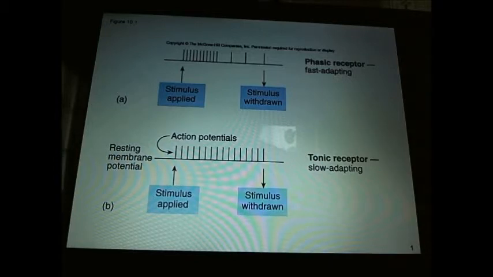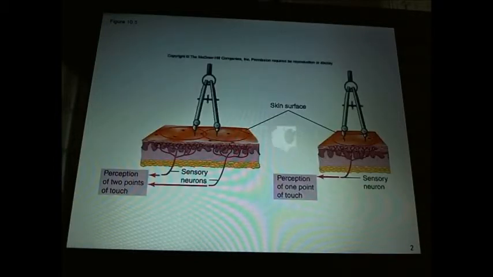2-point threshold. Let's see if we can go on here. As I said, your receptors in the field on the skin are distributed differently. It's not one big receptor. What we did in this lab is we looked at a 2-point threshold, and that's where we use the calipers to touch various parts of the body with the 2 points of the calipers and then narrow it down until you could only feel one sensation.